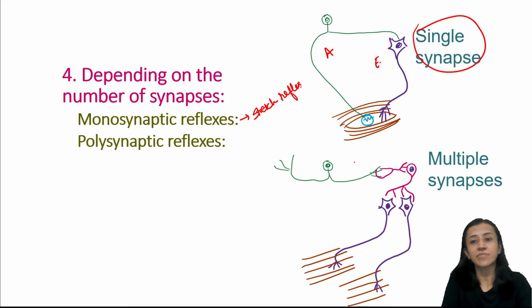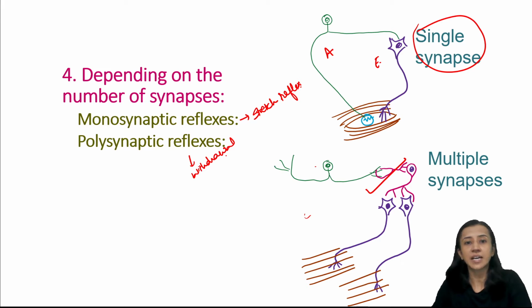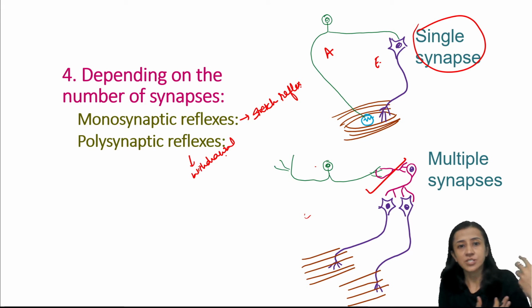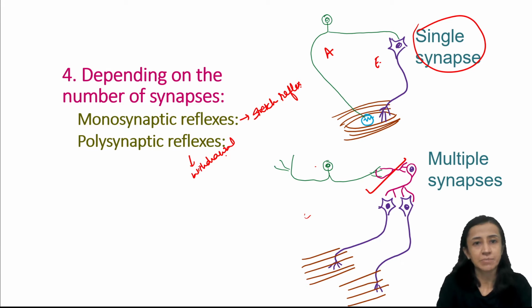And polysynaptic reflexes, you can see multiple synapses are present here. Withdrawal reflexes are polysynaptic. How? Suppose you are withdrawing your hand, so you perform flexion of this hand and simultaneously extension of the opposite hand to support. So flexors of this side of the limb are stimulated, and extensors of the opposite side. So multiple synapses are there. Therefore, it is known as polysynaptic reflex.